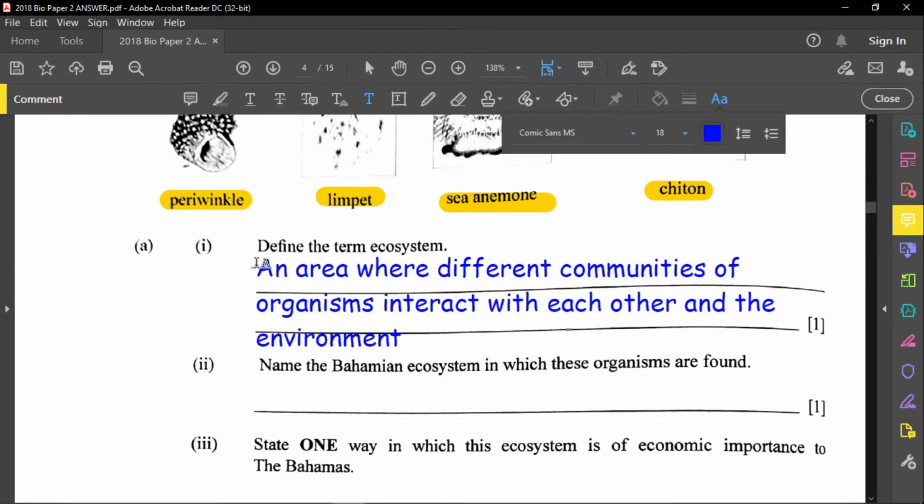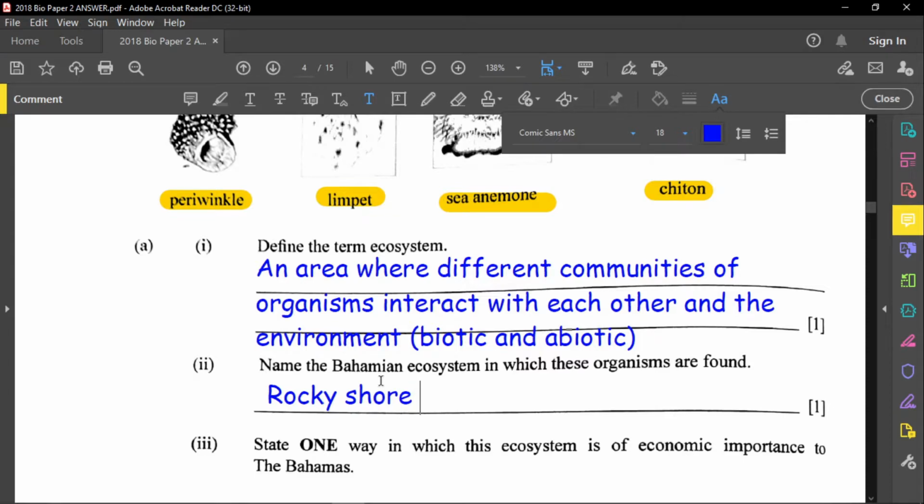And when we talk about interacting with the environment, we're talking about the biotic part of the environment, which is the living part, and also the abiotic part, which is the non-living part of the environment. All right, and so the next part of the question reads: name the Bahamian ecosystem in which these organisms are found. These organisms can be found specifically on the rocky shore.